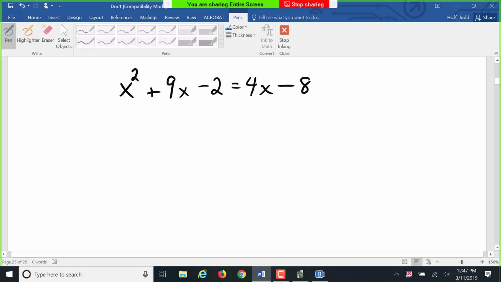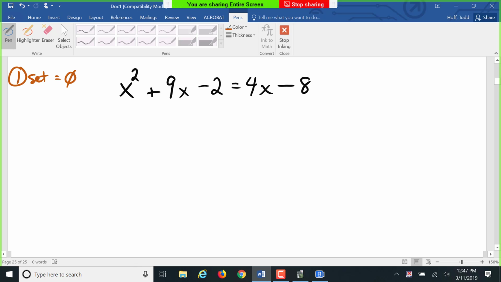So something like this. If we want to try to solve this for x, what do we have to do? We have to set it to 0. That's always our first step. To set it equal to 0.